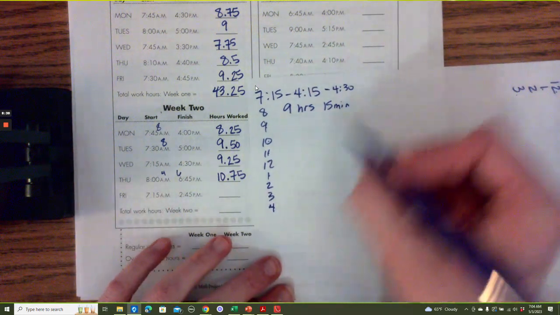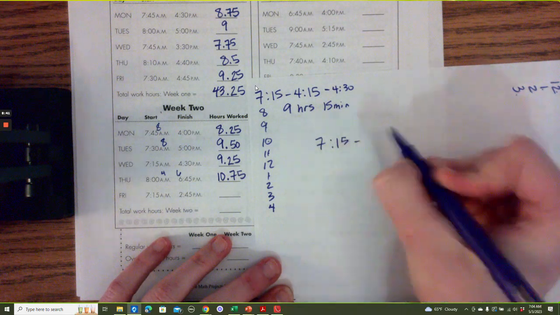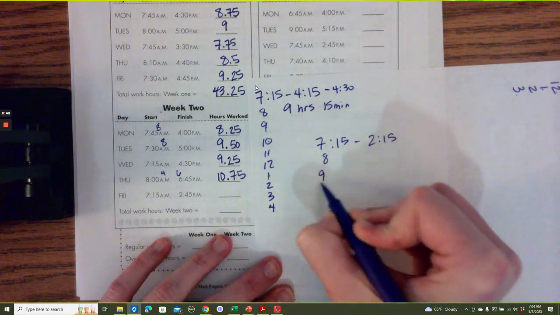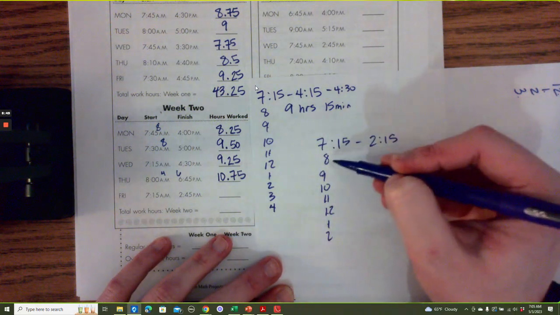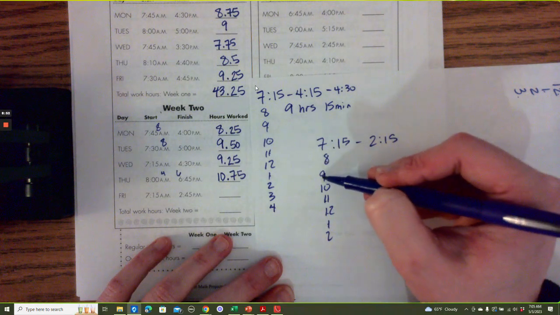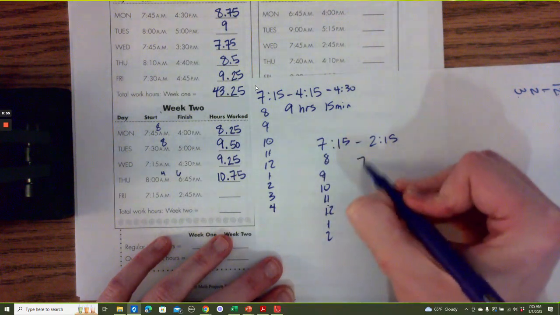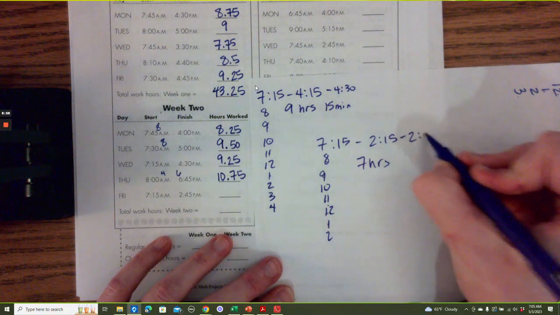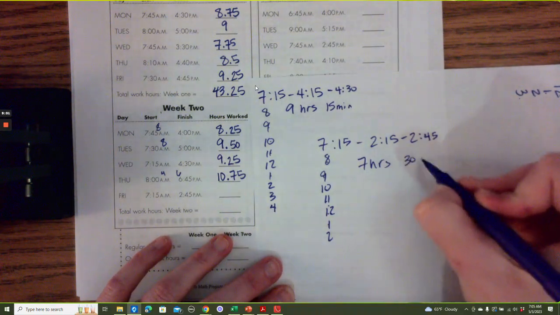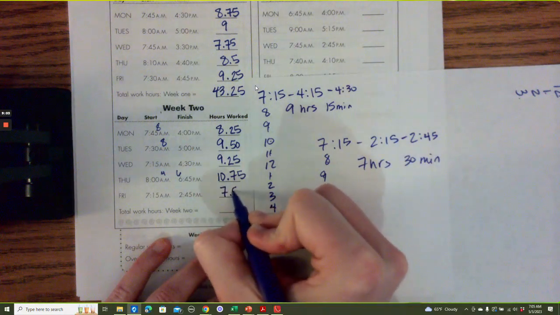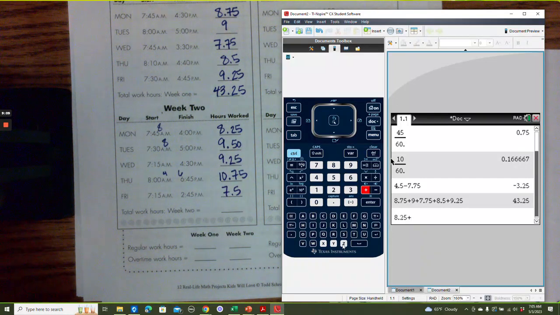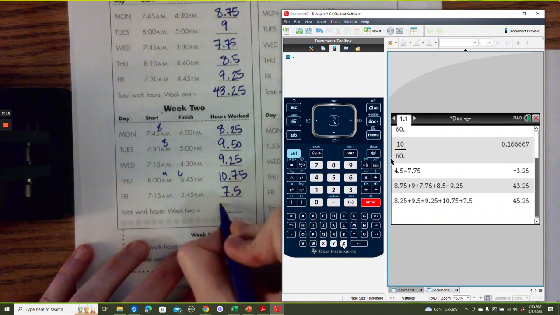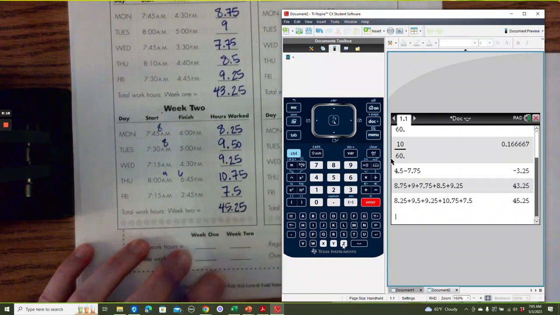So last time, 7:15, we could go to 2:15, 8, 9, 10, 11, 12, 1, 2. So when I'm counting, I'm not counting the 7. I'm starting here. 1, 2, 3, 4, 5, 6, 7. 7 hours. And then 2:15 to 2:45 would be 30 minutes. So 7.5. And then I can add all of those up. So I would get 45.25.